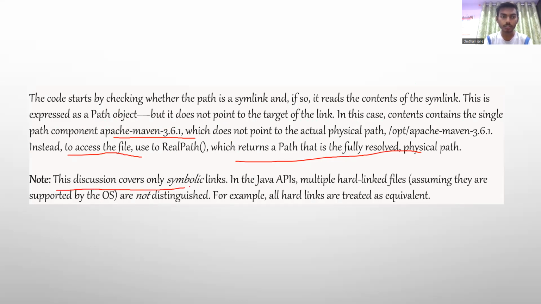This discussion covers only symbolic links. In the Java Paths API, multiple hard-linked files, assuming they are supported by the OS, are not distinguished. For example, all hard links are treated as equivalent.